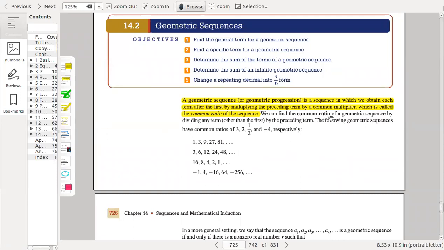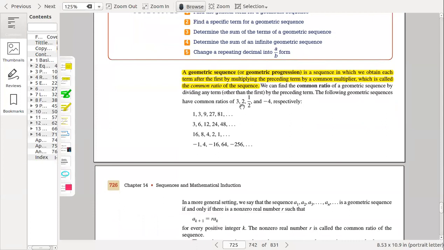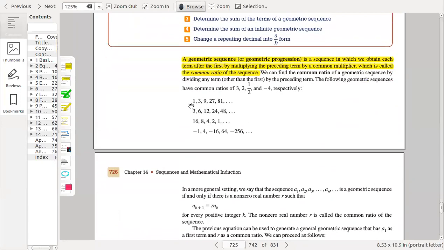We can find the common ratio of a geometric sequence by dividing any term other than the first by the preceding term. The following geometric sequences have common ratios of 3, 2, 1/2 and -4 respectively. So 1 is the first term of the geometric sequence and the second term is 3. If we multiply the first term by 3, we get the second term.